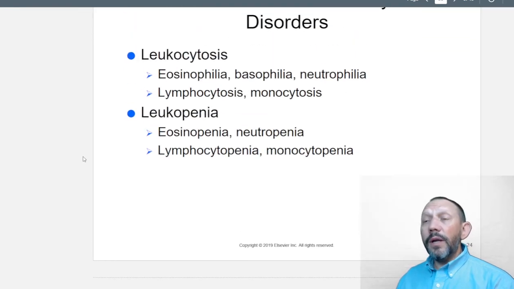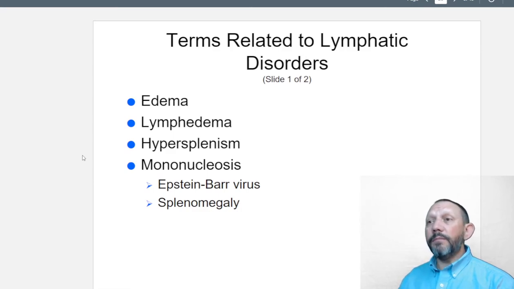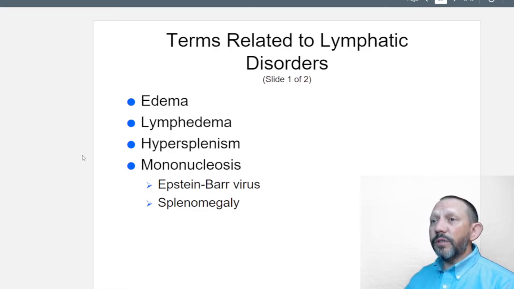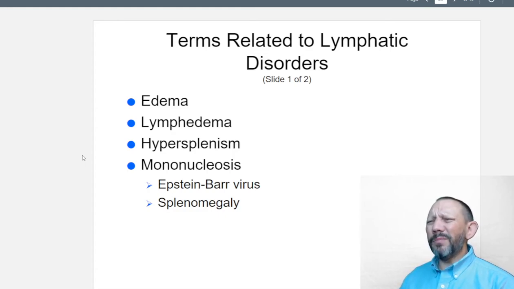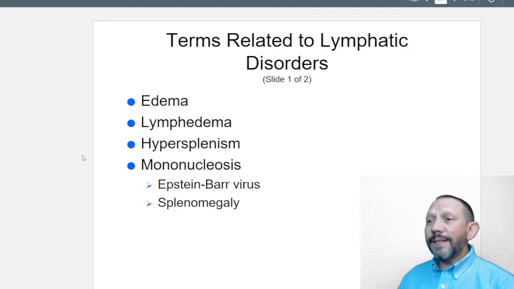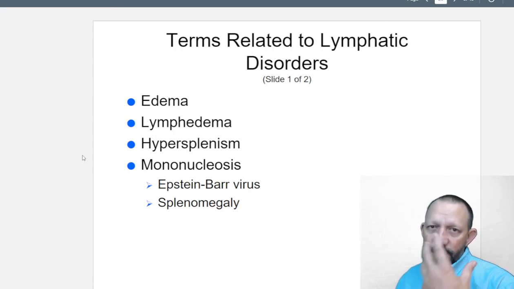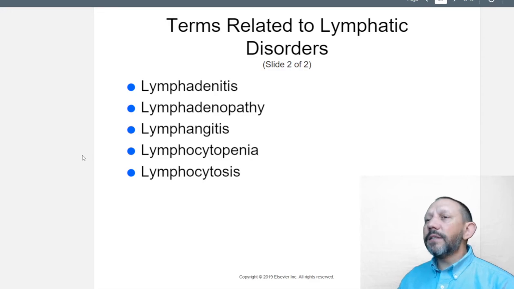Now you can look up more detailed ones of those at a later time. I just want you to know the words and kind of what they really mean. Okay, terms related to lymph disorders: lymphedema, edema, hypersplenism. Hypersplenism. That's a terrible term. I don't like that term. Hypersplenic, maybe. Mononucleosis. Mononucleosis used to be called a kissing disease. It's a virus. Epstein-Barr virus is one that really causes a lot of fatigue issues, and splenomegaly is a big spleen.